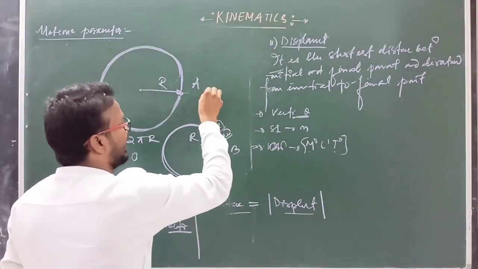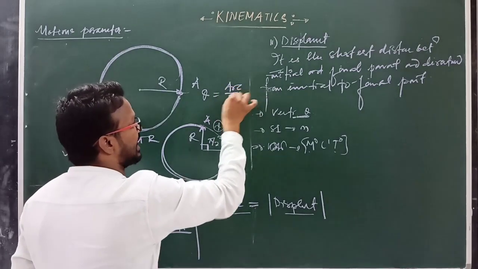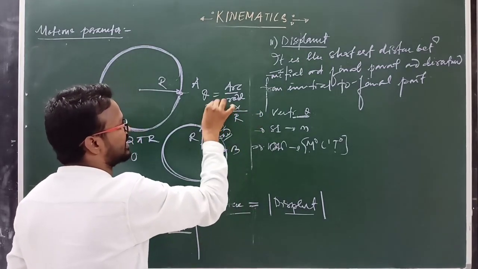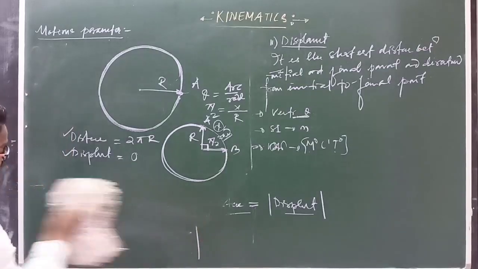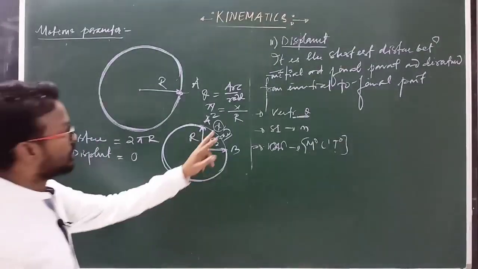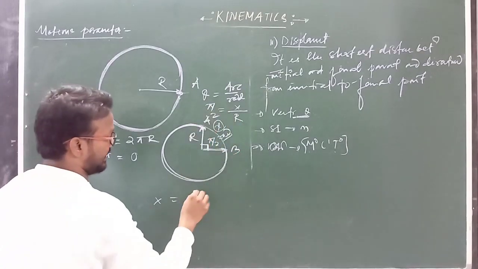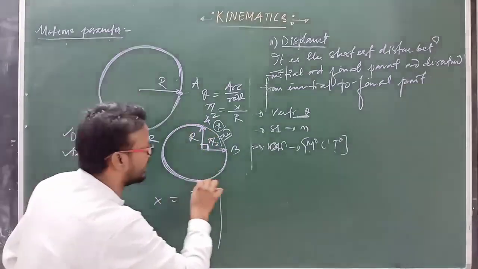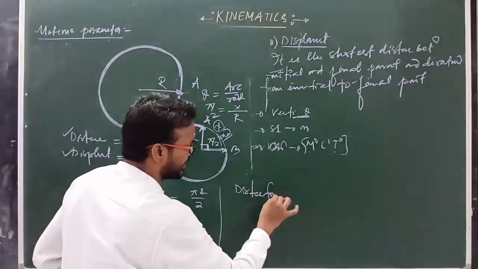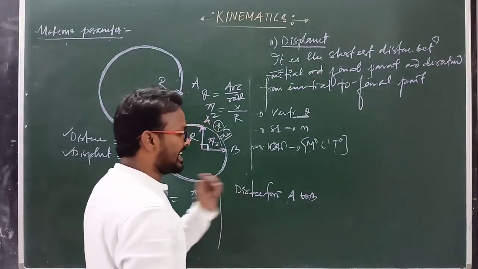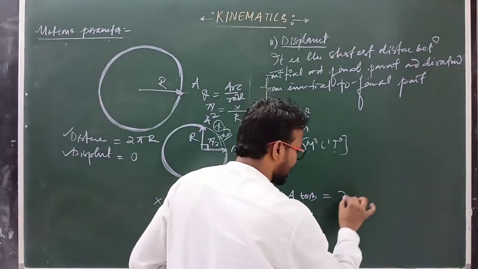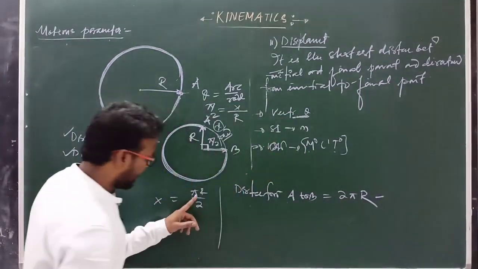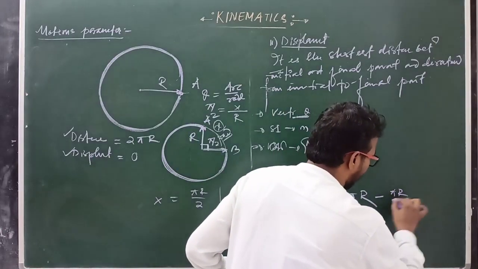So how can you find this x? Angle theta is equal to arc upon radius. So the arc is x upon the radius r. So theta here is pi by 2. Clear? So in this case, what will be the arc? x can be written as pi r by 2, meaning this distance. But we have to find the distance from A to B. So the distance from point A to point B, meaning the actual distance travelled by the body during its motion, is equal to 2 pi r for one complete revolution or one complete circle, minus pi r by 2. Clear?